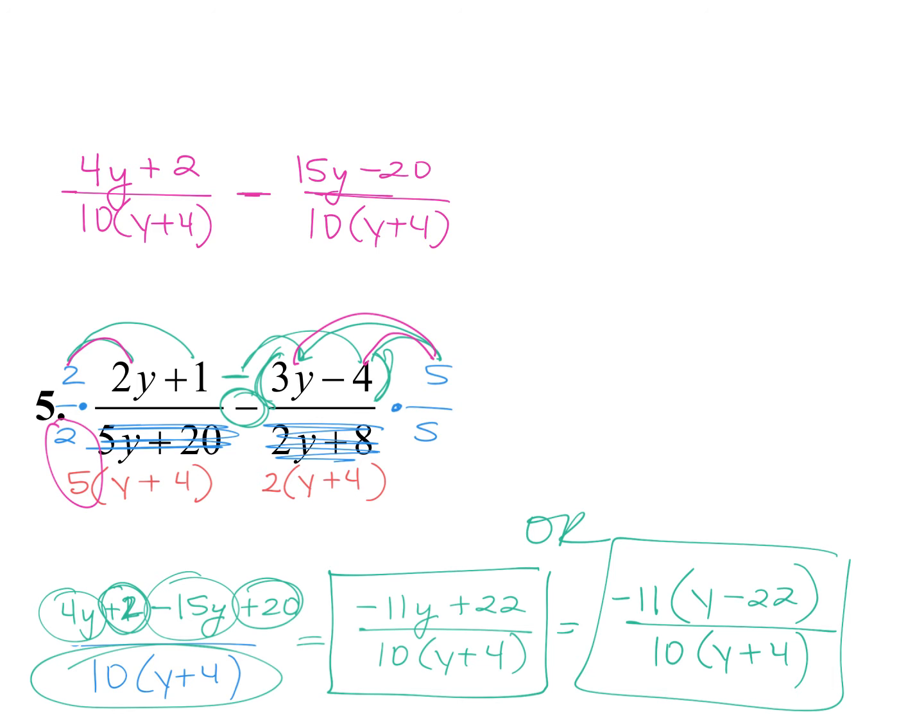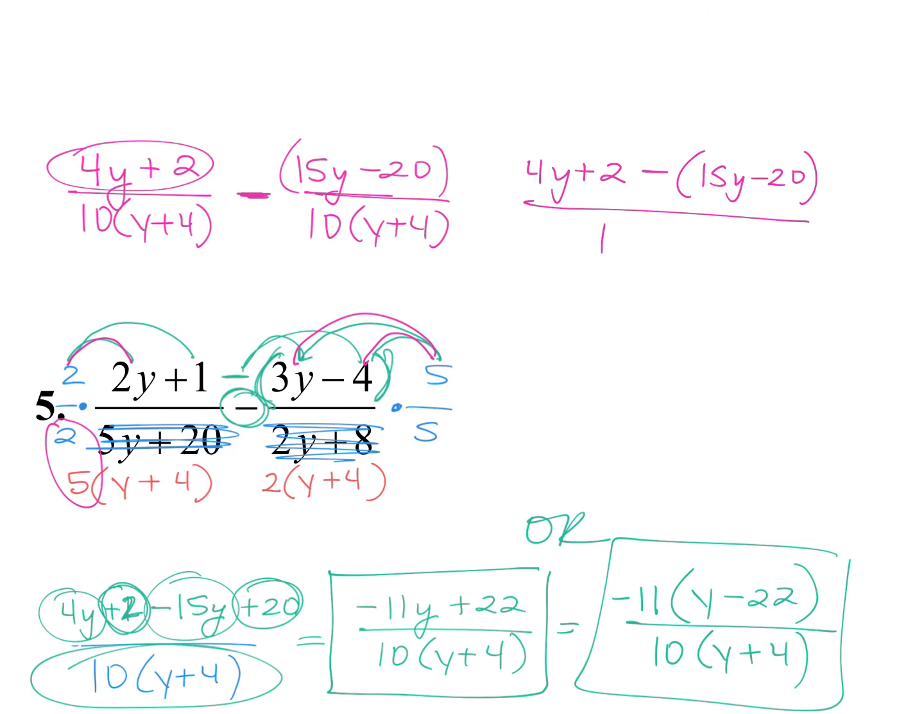Okay, and then from here, think about what you're doing. You're doing 4y plus 2 minus this whole thing. And that will be over 10 times y plus 4. Right? Now distribute that negative sign. So it's minus 15y minus a negative 20. Yeah, treat this like there's a negative 1 out in front, if you will, and distribute that negative 1. Does that make sense? Okay.